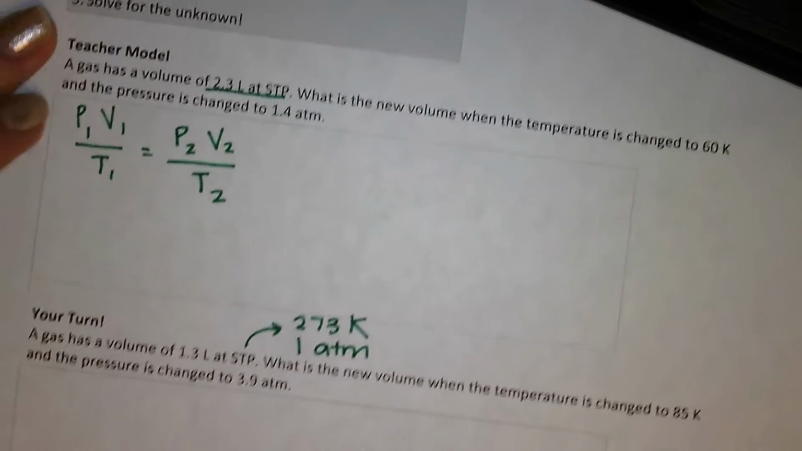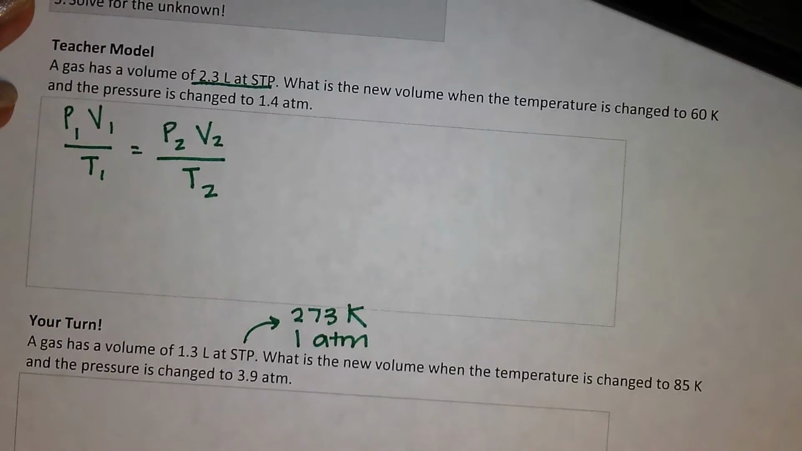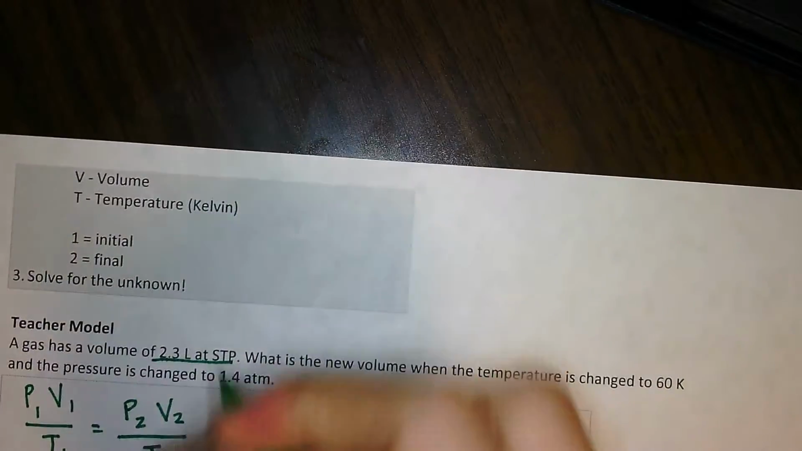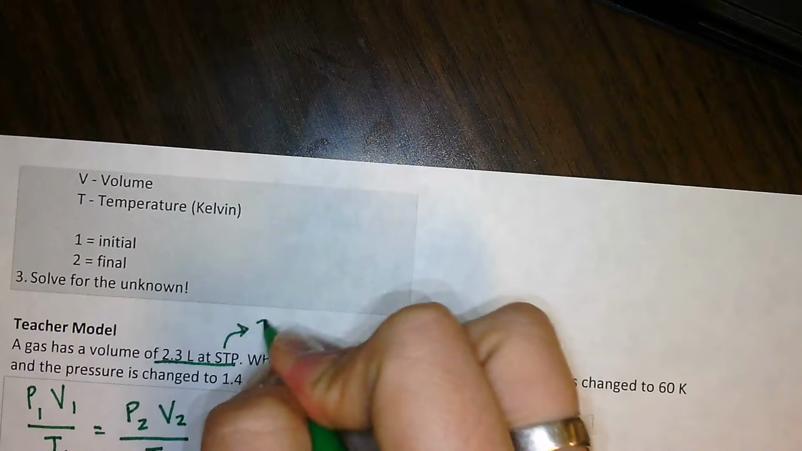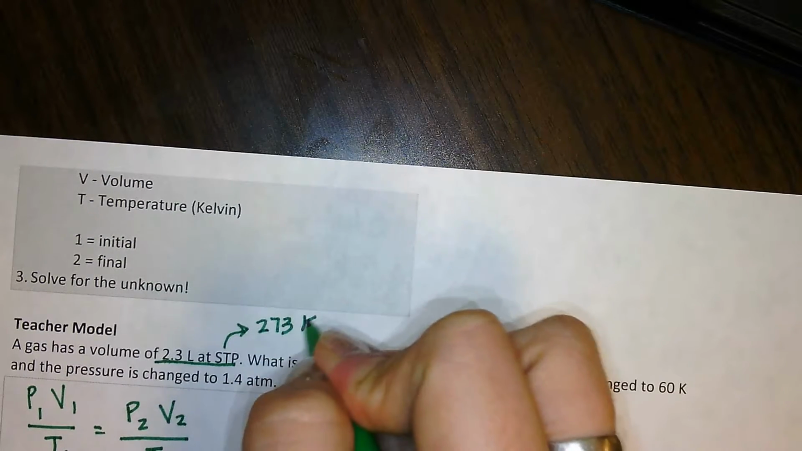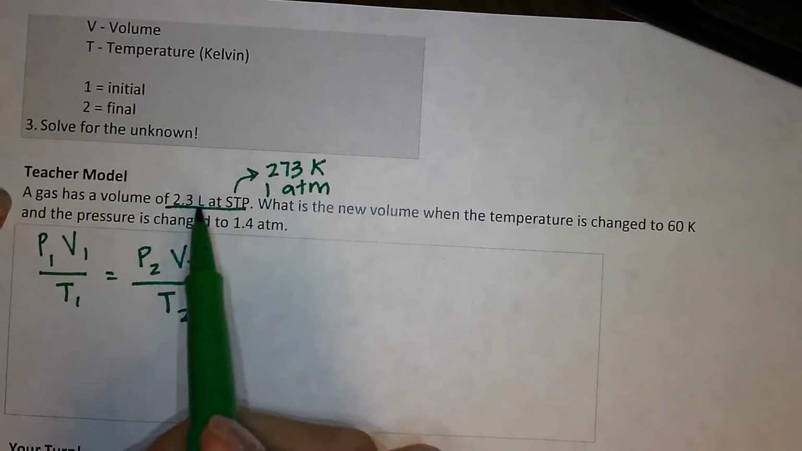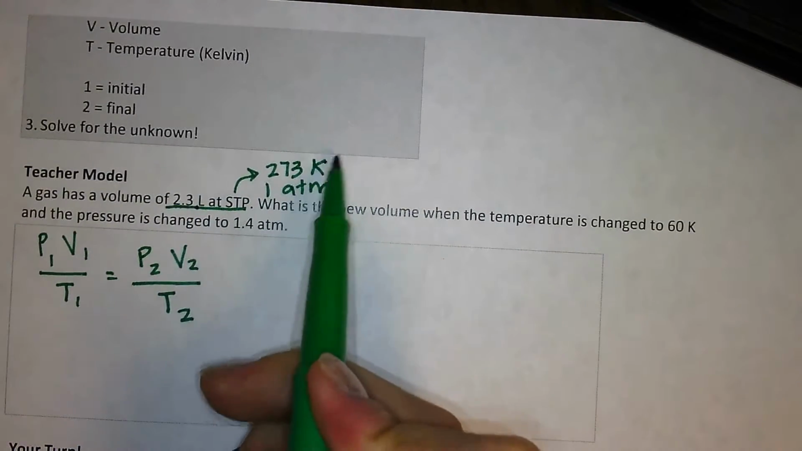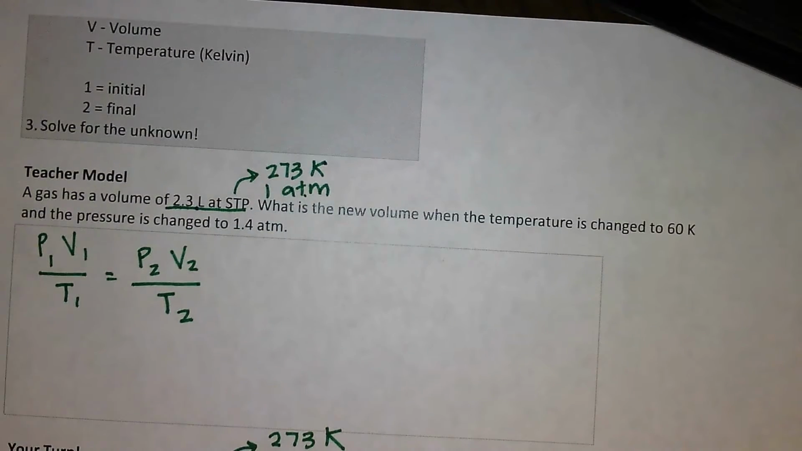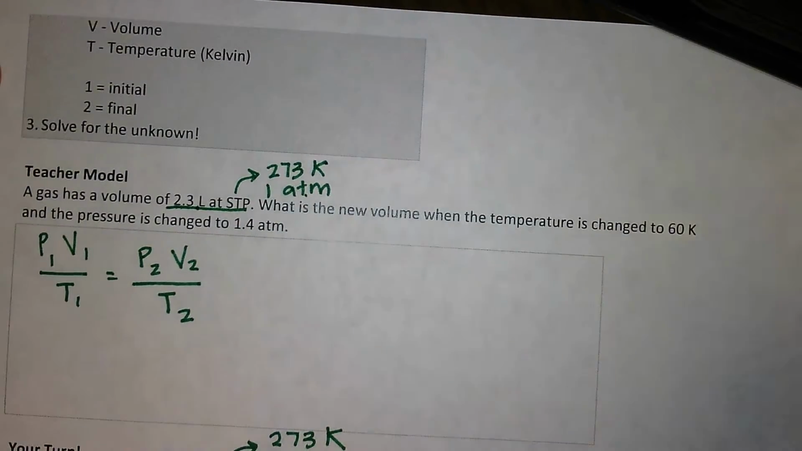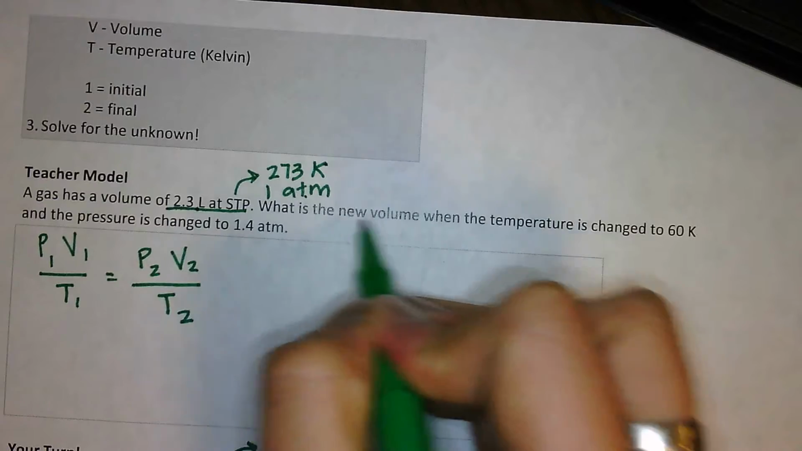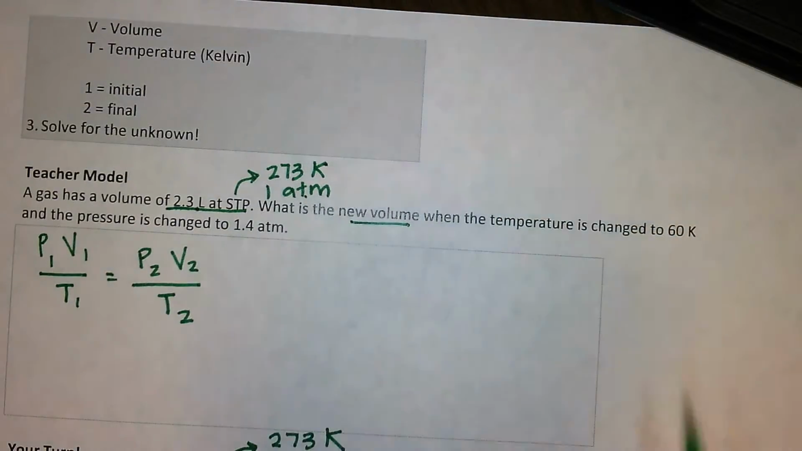So right here, oh wow, I wrote that in the wrong one, but it doesn't matter. So 273 Kelvin and 1 atm. So right off the bat, I already have information for the volume, temperature, and pressure. And that sounds like the combined gas law. What is the new volume? Okay, so we're talking about new stuff here.